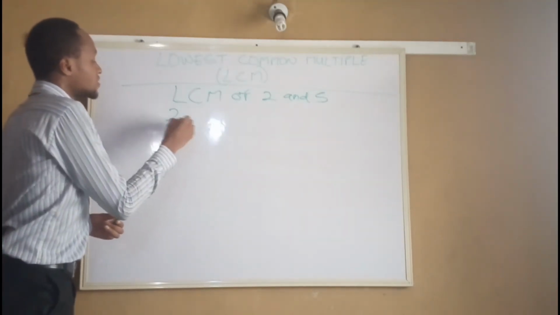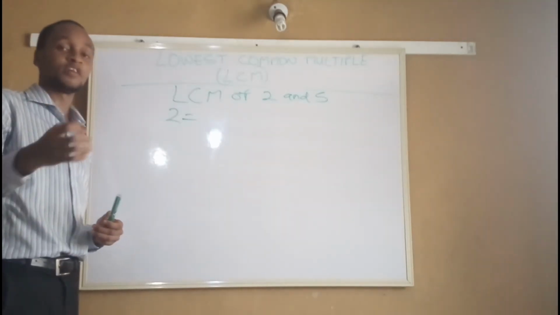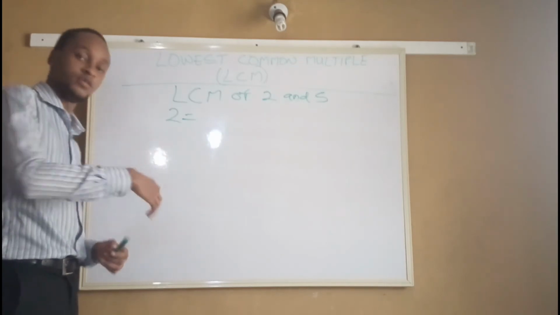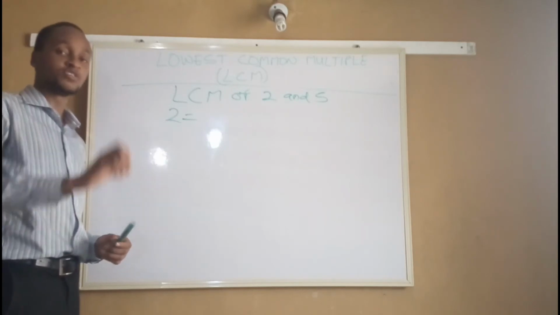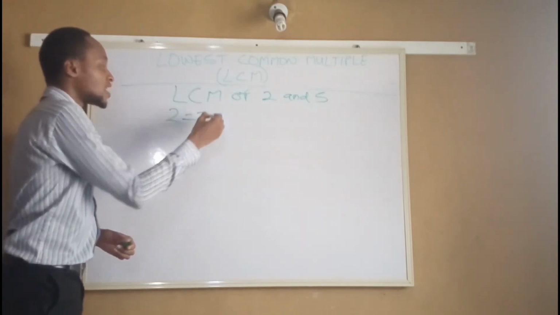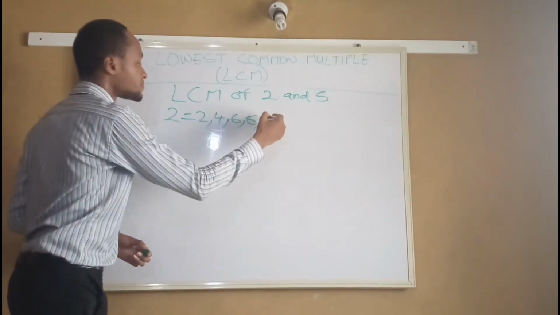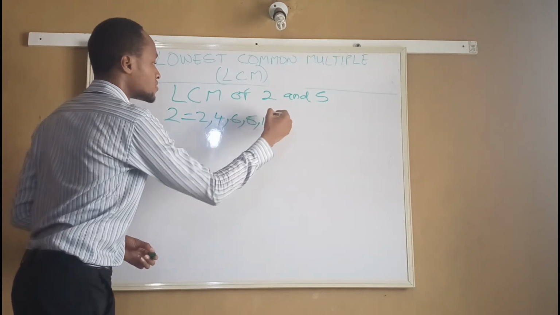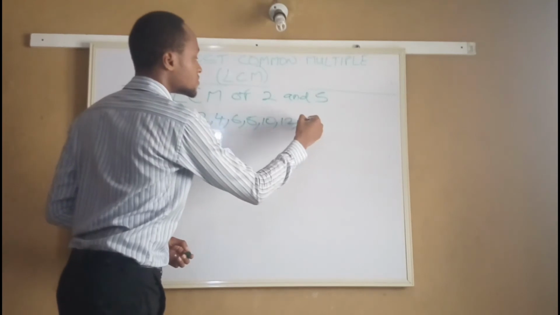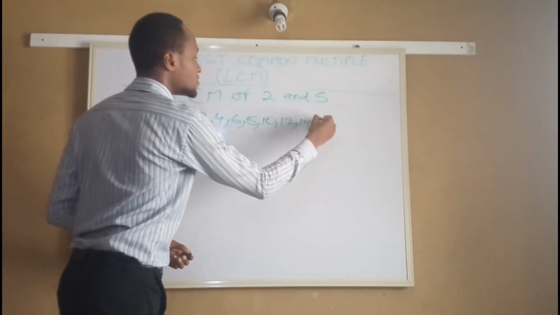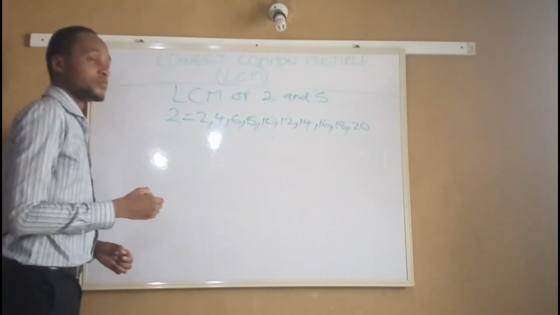So we look at the multiples of 2. Like I said, the multiples are numbers obtained from multiplying a number with different numbers. Now we're going to pick out the multiples of 2 from 1. 2 times 1 is 2. 2 times 2, 4. 6, 8, 10, 12, 14, 16, 18, 20.